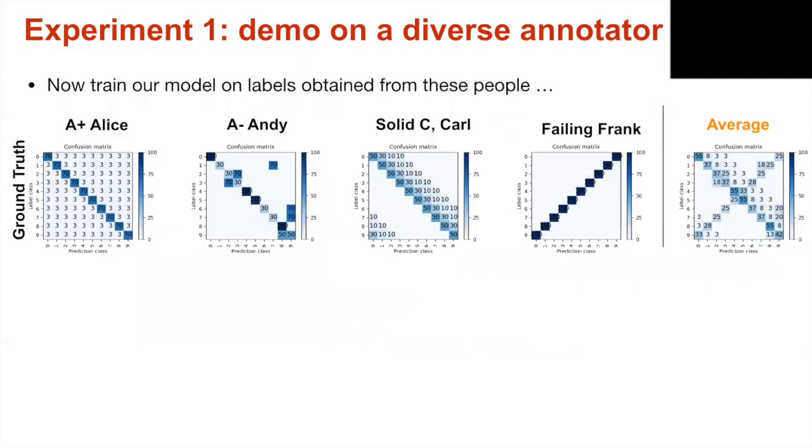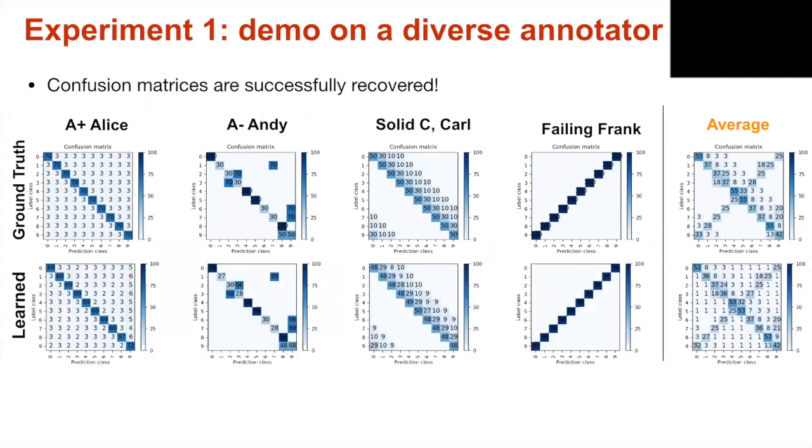Right. And we synthesized a bunch of noisy labels from these 4 people. And in addition, we assume that each image is labeled by only one annotator. So we randomly picked one annotator out of 4 for each image to label it. Right. And we trained our method, and these are the set of recovered confusion matrices from our model. Although it's not perfect, the recovered confusion matrices clearly capture the main characteristics of the confusion matrices.